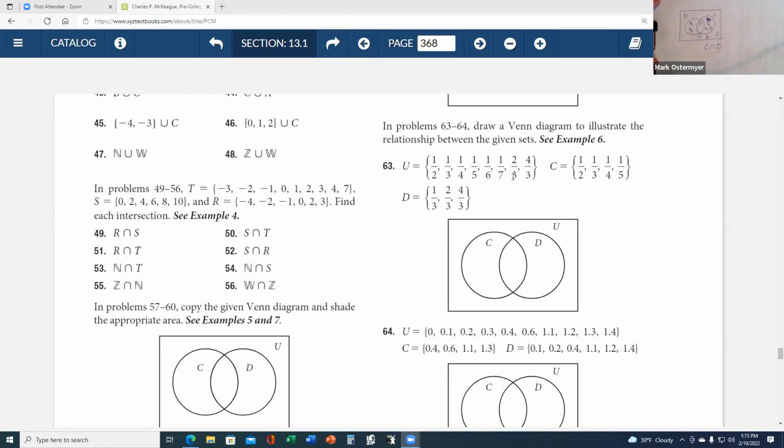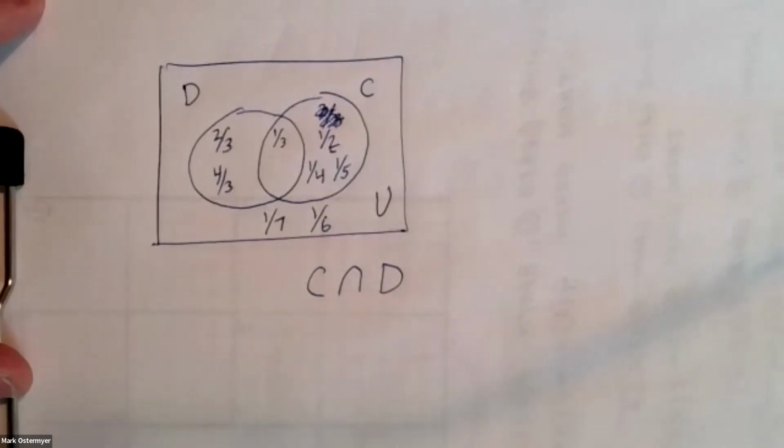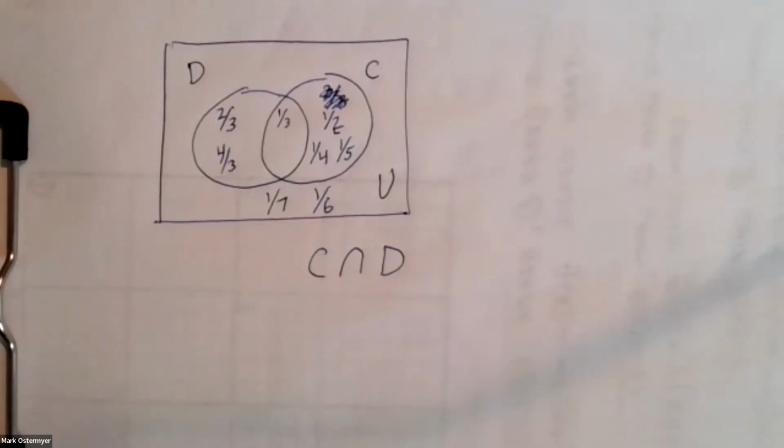2/3 is in the universal set. 2/3 was also in set D. We already accounted for that. 4/3 is in the universal set, but we already accounted for it in the fact that it's in set D. So there you go, ladies and gentlemen. This would be the Venn diagram for those sets. Everybody understand the Venn diagram?